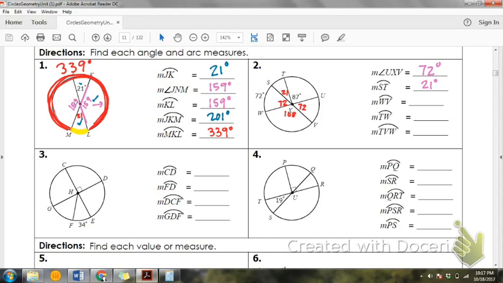Next it says find the measure of arc WV. So from W to V, well, we've already done the hard work, right? We know that it's the same as the angle, so it's 108. Next we're going to find the measure of arc TW. So from T to W, that's covering two angles, right? So we're going to have to add the 21 plus the 72 together. And that gives us 93.